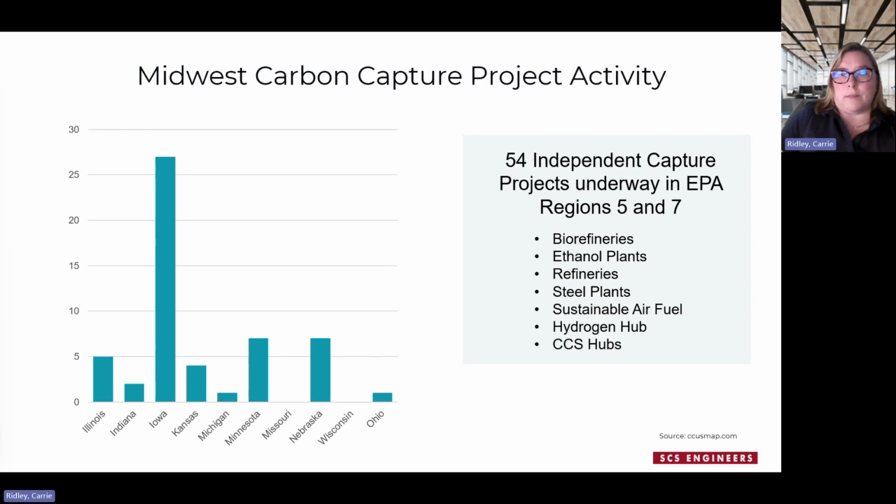As far as capture projects, the Midwest is gaining momentum, with many launching in the Corn Belt connected to biorefineries and ethanol plants. There are relatively large sources of CO2 in Iowa, but most of the state doesn't have suitable injection zones.